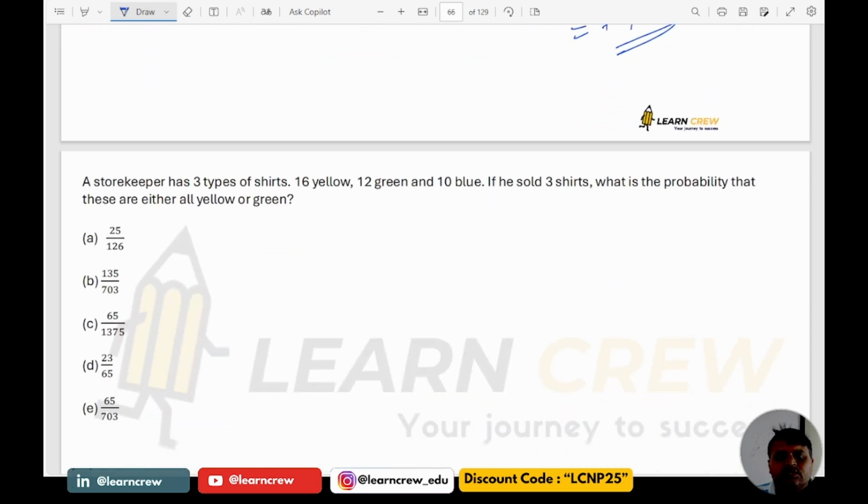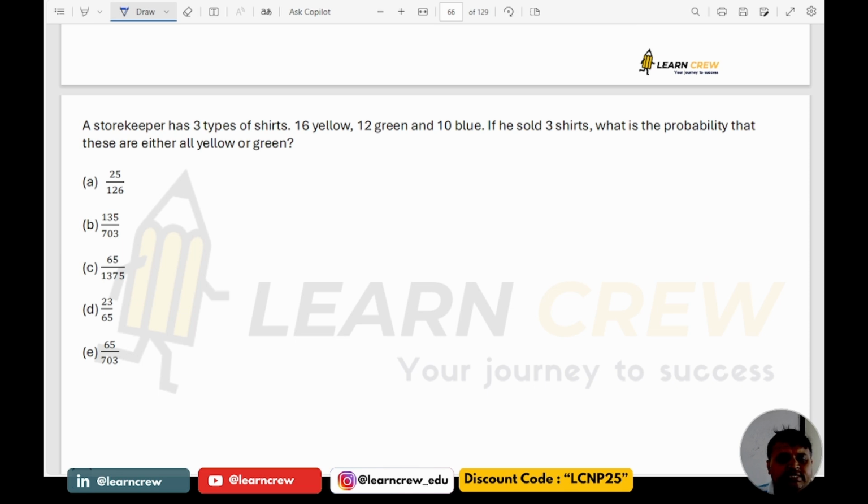Next. A storekeeper has 3 types of shirts: 16 yellow, 12 green and blue. If he sold 3 shirts, what is the probability that these are either yellow or green? So the 3 shirts can be from either yellow or from green. Total 38 C3. So 16 C3 plus 12 C3 divided by 38 C3. What is the answer we are going to get?